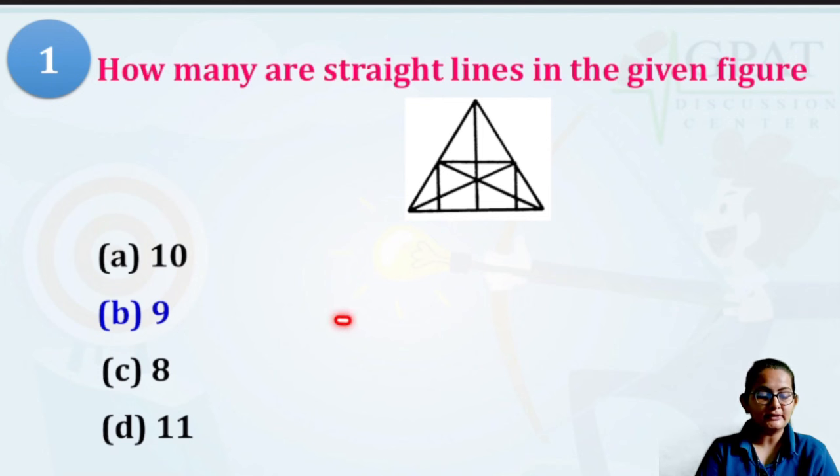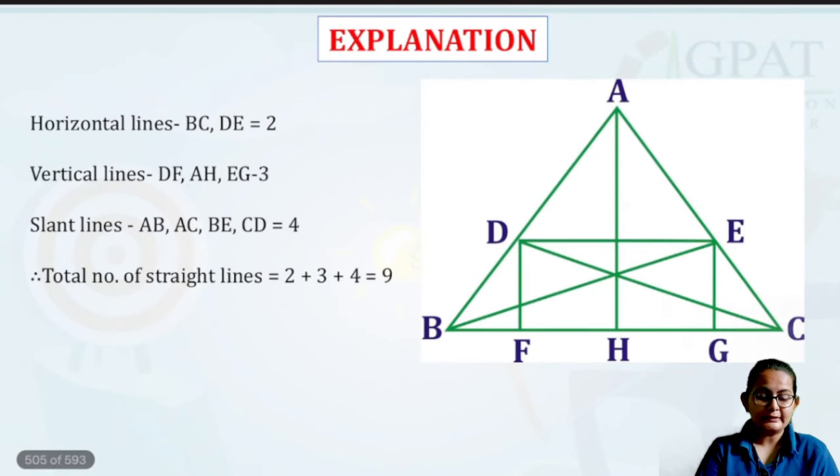Straight line doesn't mean only this kind of line, horizontal and vertical. Straight line means also this, straight line means also this. The line should be straight, whether at whatever angle, that is not the concern. You have to check for the straight line. Not only these are the straight lines, these are also the straight lines. Okay, this is the explanation.